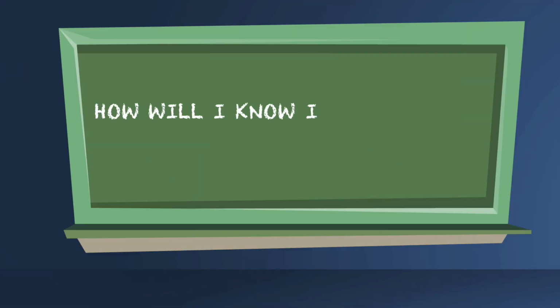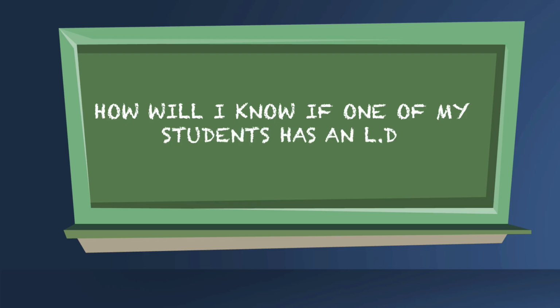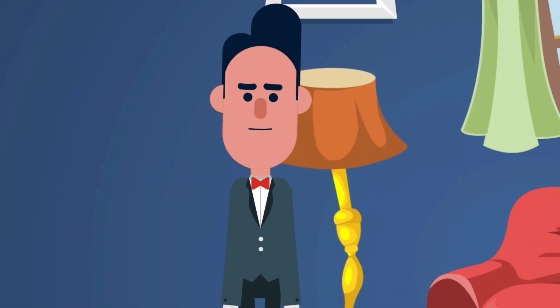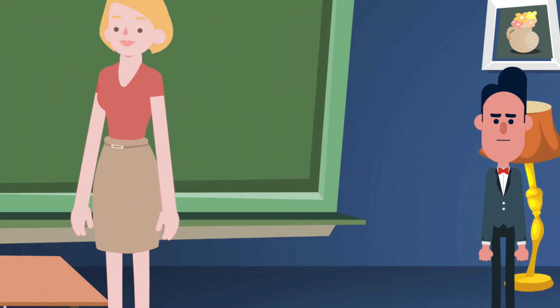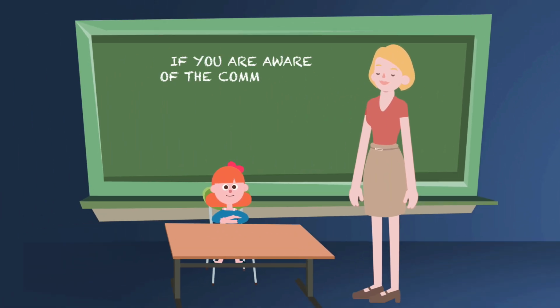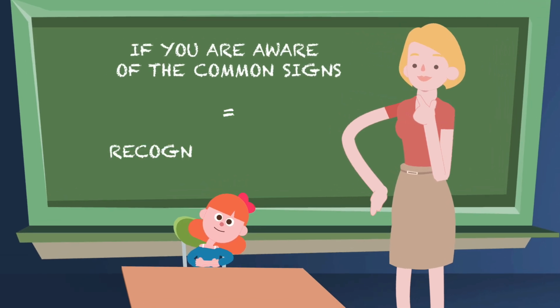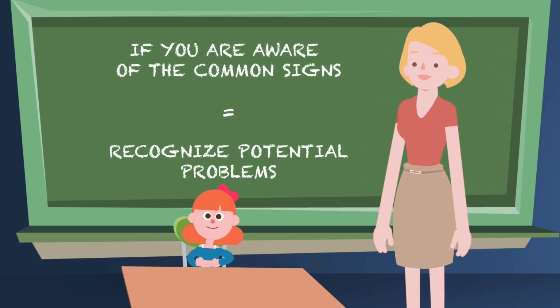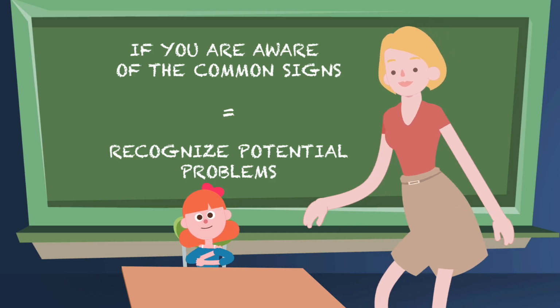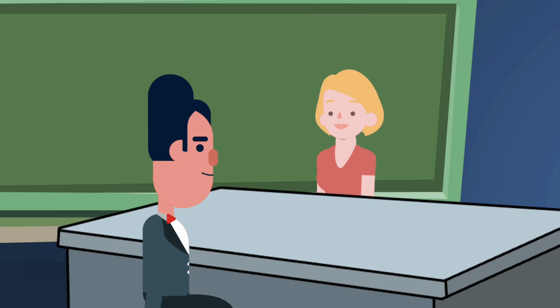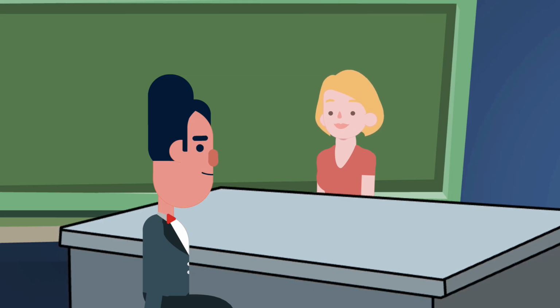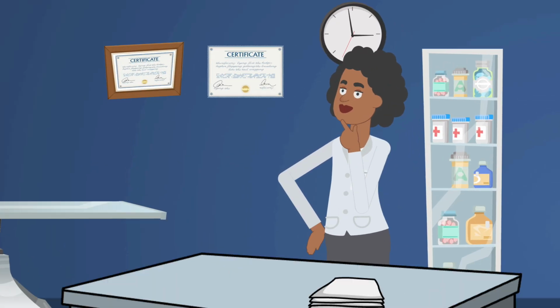How will I know if one of my students has an LD? Parents are often the first to notice that something doesn't seem right. If you are aware of the common signs of learning disabilities, you'll be able to recognize potential problems early. If you suspect that one of your students has a learning disability, it's important to communicate with both the parents of the student and school board professionals so they can be referred to the appropriate medical resources.